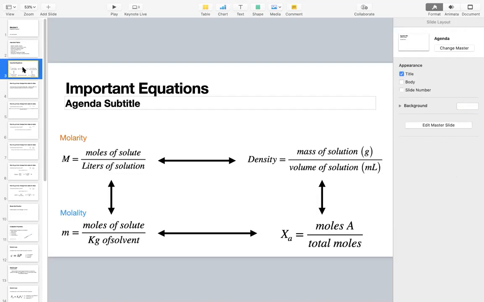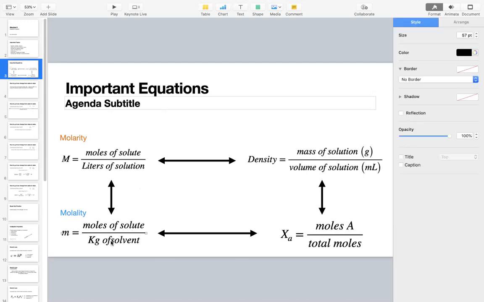So there are some important equations that we're going to need for this module. We have molarity, which is moles of solute over liters of solution. Not to be confused with molality, which is moles of solute over kilograms of solvent. Molality is denoted by little m, whereas molarity is big M. So try not to get confused with that.